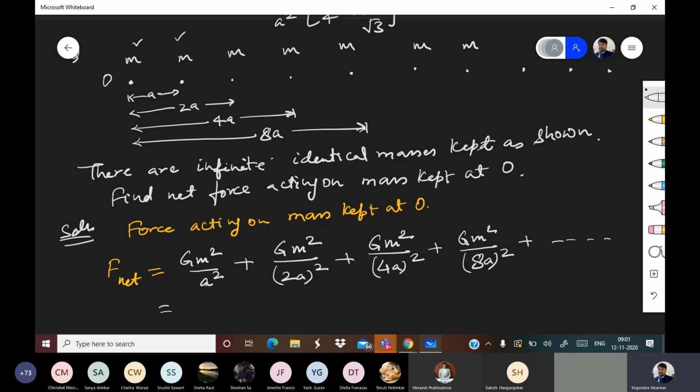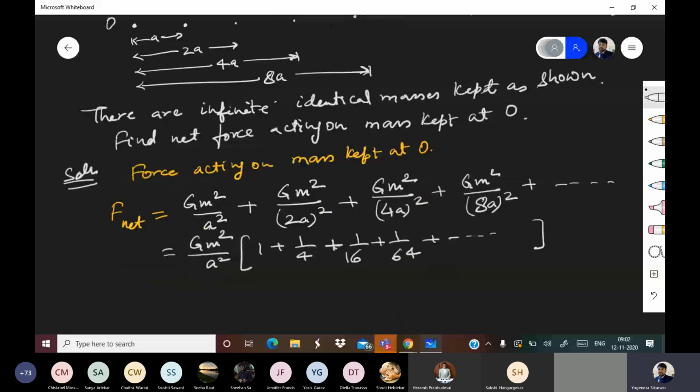So what we are observing here, it becomes GM squared upon A squared, and this is common, times 1 plus 1 by 4 plus 1 by 16 plus 1 by 64 plus and so on. Now this part is basically a GP, geometric progression. This is an infinite GP.